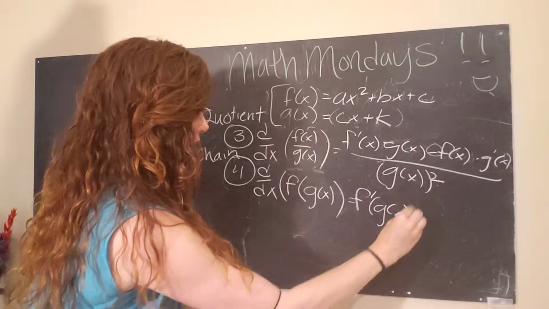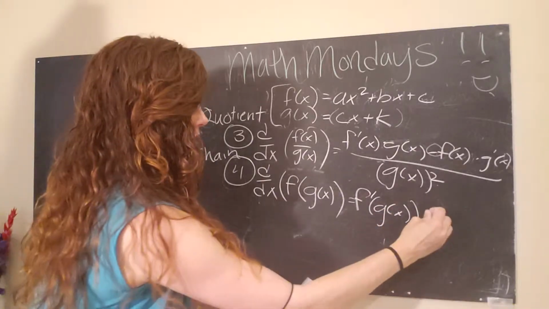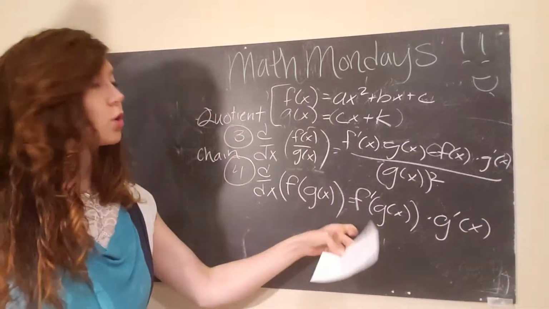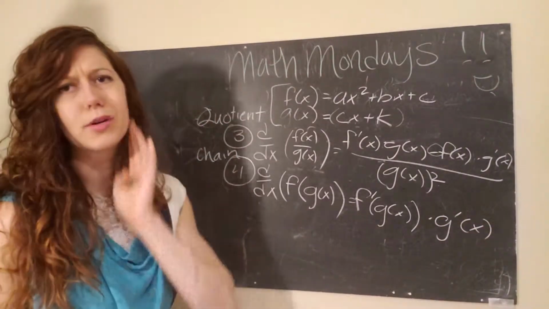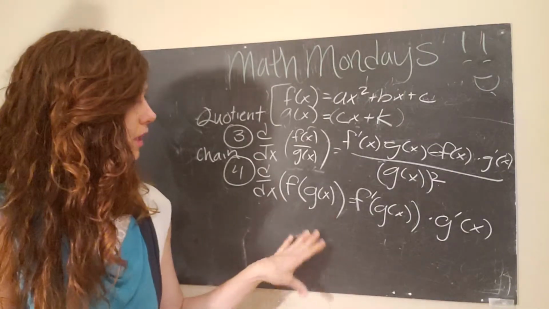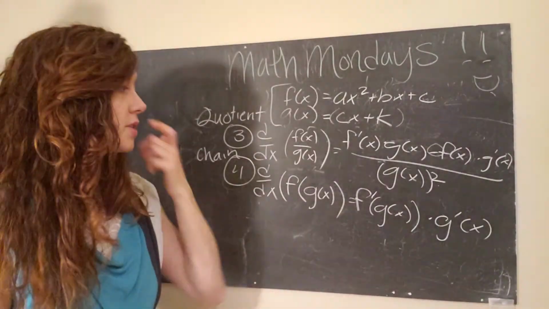So this equals the derivative of x, f of g, times g prime of x. And this chain rule, even though it looks a little funky, is actually super useful because you can apply it to a lot of different scenarios.